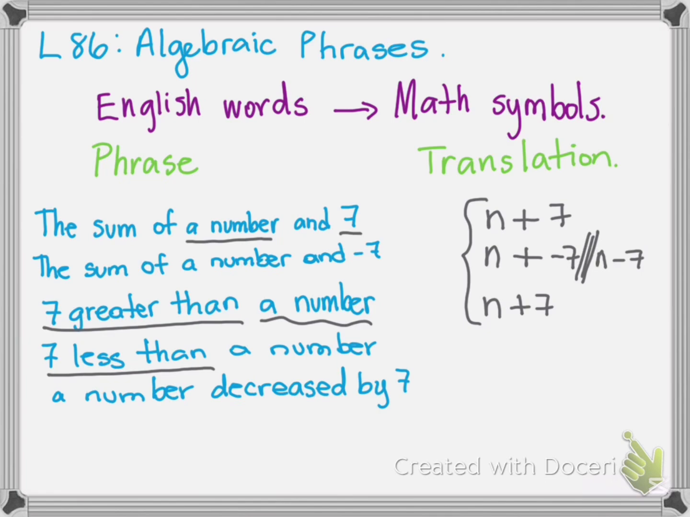Now, the next one says 7 less than a number. So again, I'm going to start by writing the n and then the minus 7. Now, this is tricky because the most common mistake here is to put 7 minus n, but we're not subtracting n. The last one says a number decreased by 7. A number decreased is minus 7. And we don't have here an example, but if it said a number increased by 7, that would be plus 7. Okay? So increase is plus, decrease is minus.